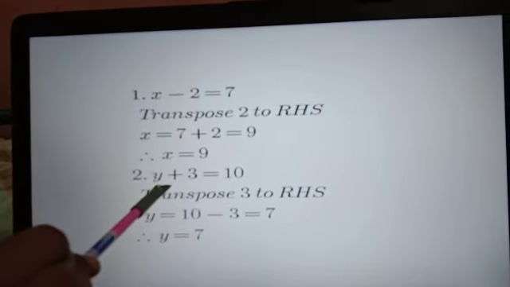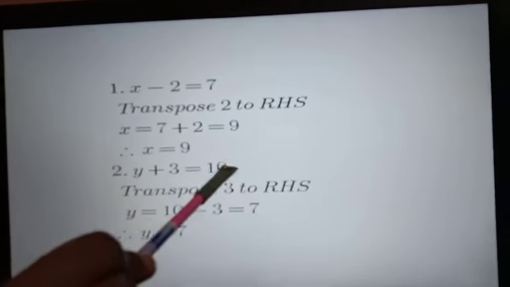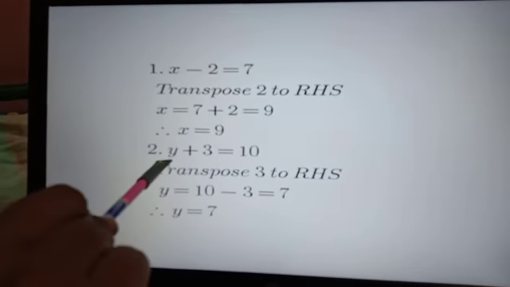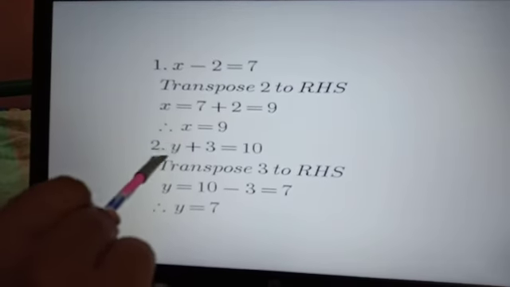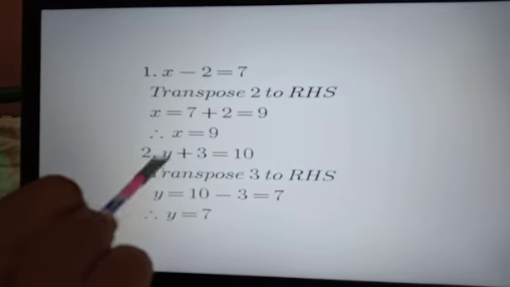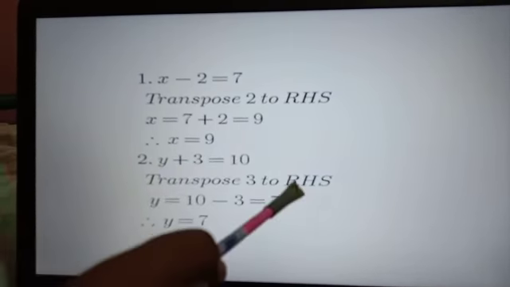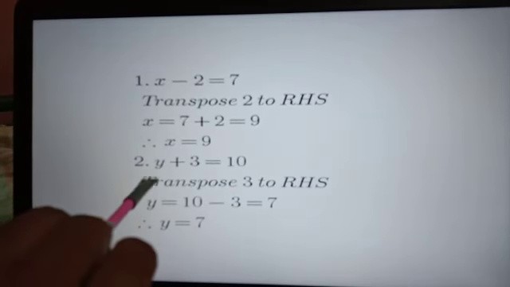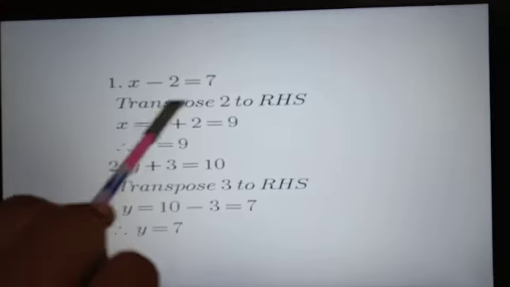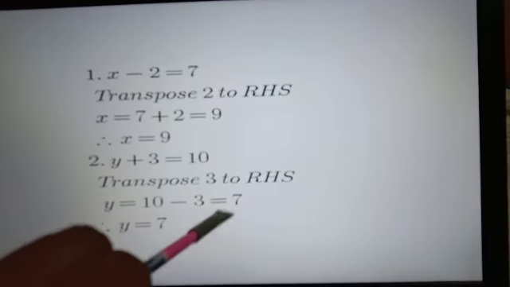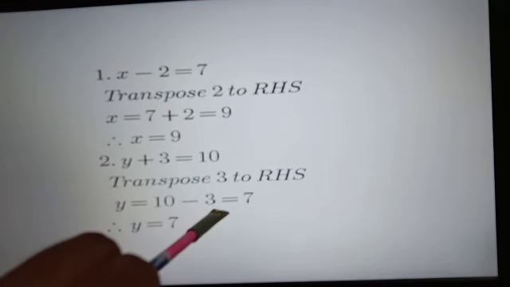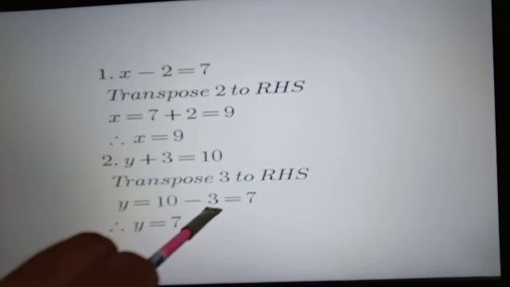One more example I have given. y plus 3 is equal to 10. To find the y value, what should we do? We should isolate the y variable alone in the left side, and the remaining everything we should bring to the right side. So, I kept y alone in the left side. I'm just going to bring this plus 3 to the right side. While you are bringing plus 3 to the right side, this plus 3 becomes what? Minus 3. So 10 minus 3.